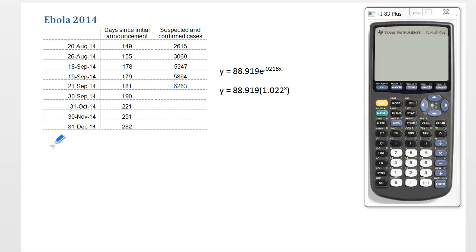We'll start with our first equation. To predict the number of cases, y, we set that equal to 88.919 e to the 0.0218 times the 190th day since the epidemic was first reported.